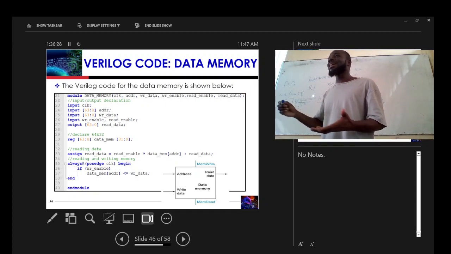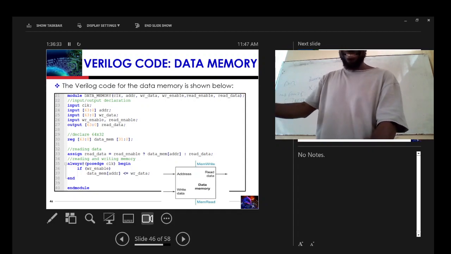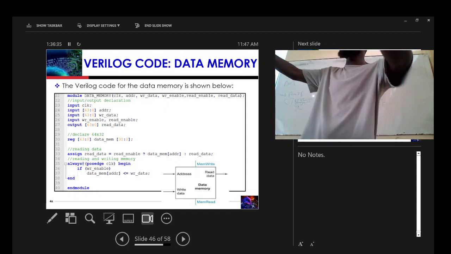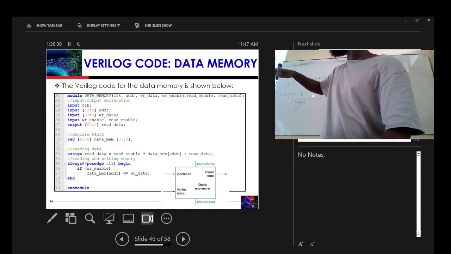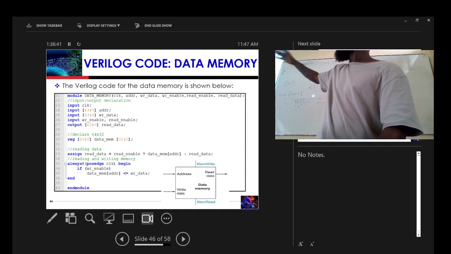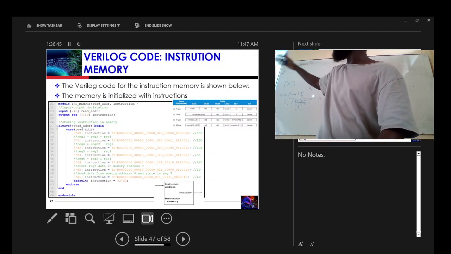So it means that if you don't go through it and understand, that's why we just copy and paste again. Wait, I'm not done. And then this one is for the data memory, right? I've already explained that the code is here.